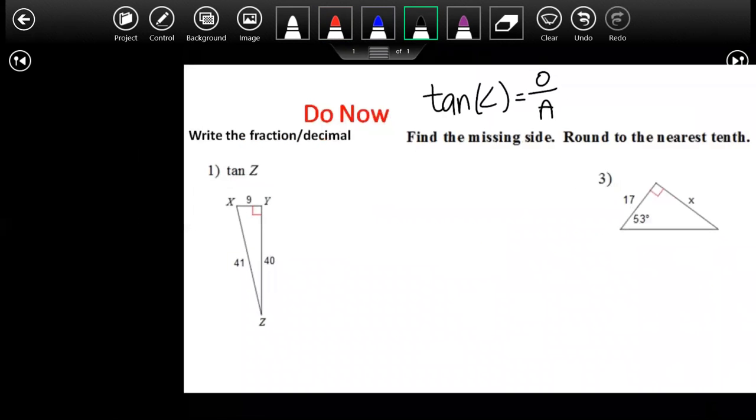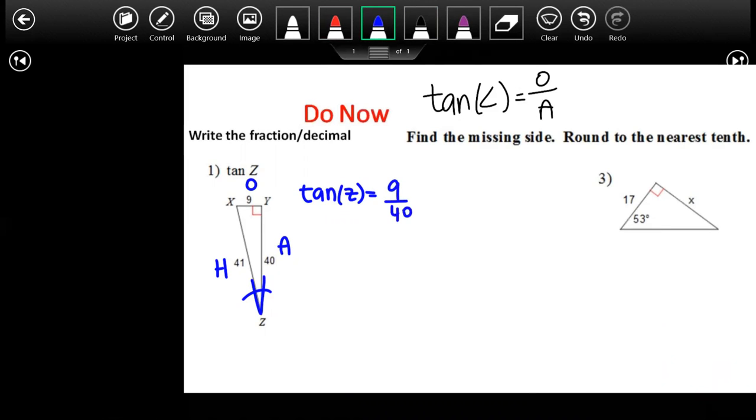Looking at our problems here, what do I tell you guys to do first? What is it telling us to look at? Label and identify. In this case, we have our angle Z. Angle Z is our reference angle. We have to be able to label hypotenuse, opposite, and adjacent. What is the adjacent side? I'm going to try to trick you guys up. The opposite side? 9. Hypotenuse? 41. So we have that. We know the tangent of angle Z is equal to the opposite over hypotenuse. So what's the opposite over hypotenuse? 9.